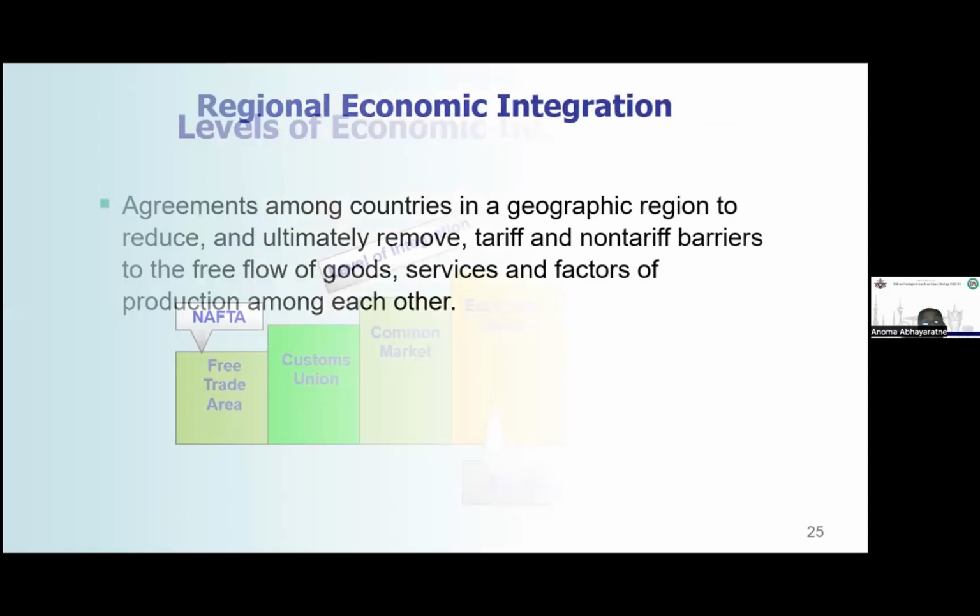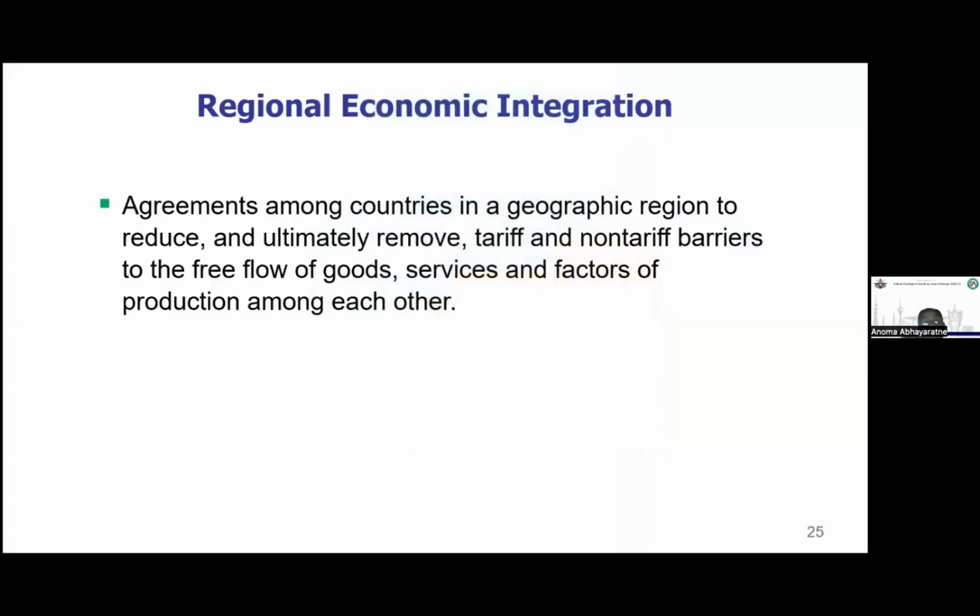So countries sign agreements. We have signed a free trade agreement with India. We have signed agreements with countries in South Asia. There are a number of free trade agreements, but the question is whether all these agreements work according to the expectations of the people who started those initiatives.